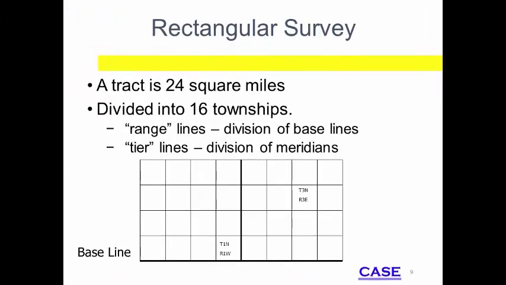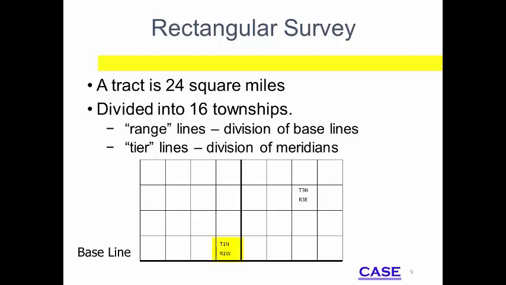Then, the 576 square mile tract is divided into 16 townships, each about 36 square miles in size. The 2 townships in this depiction would be identified as Township Tier Number 1 North, 1st Range West. This would be stated as T1N R1W.